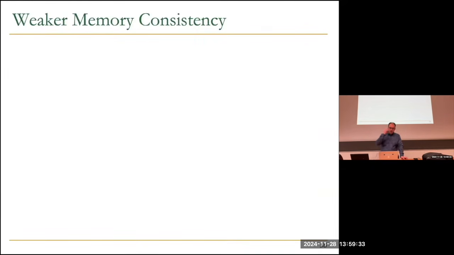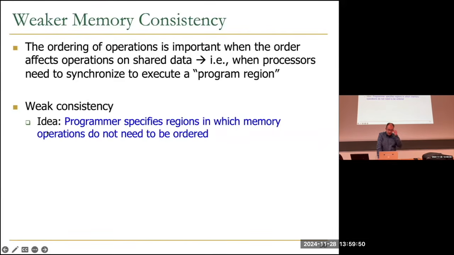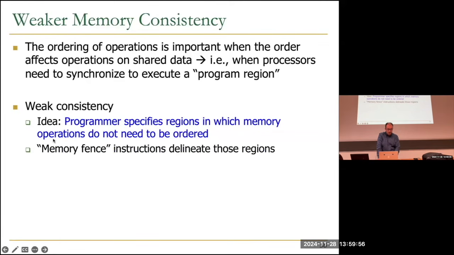That's why people actually came up with weaker memory consistency models. The ordering of operations is important when the order affects operations on shared data, meaning when processors need to synchronize to execute a program region. In weak consistency, the idea is that the programmer specifies regions in which memory operations do not need to be ordered. This is done with memory fence instructions, for example, in some ISAs, that you use to delineate those regions.